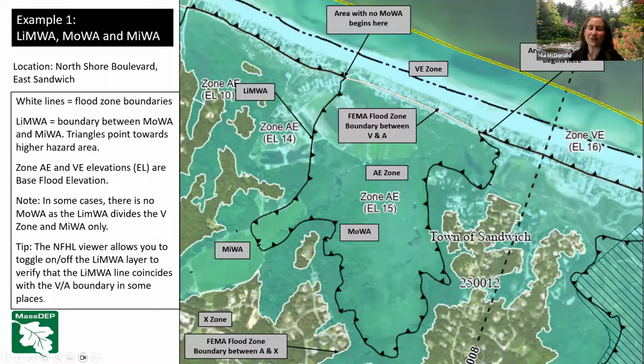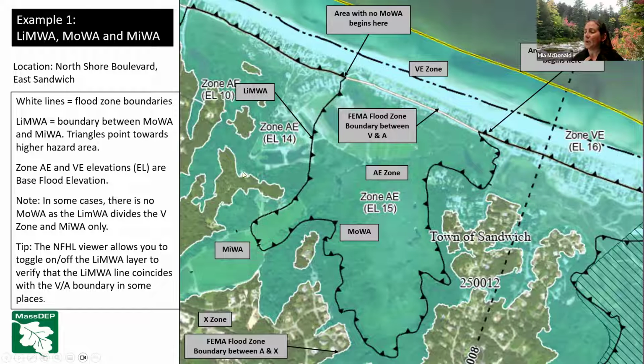I guess to take you through the first example, this is how all the things that Rebecca just described look in the FEMA floodplain viewer, the online viewer. This example is from North Shore Boulevard in East Sandwich. We're going to take a look at this together. Can you guys see my cursor? Yes, okay, good. So we'll start with the white flood zone boundaries.